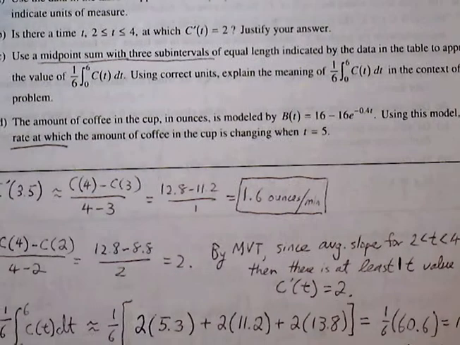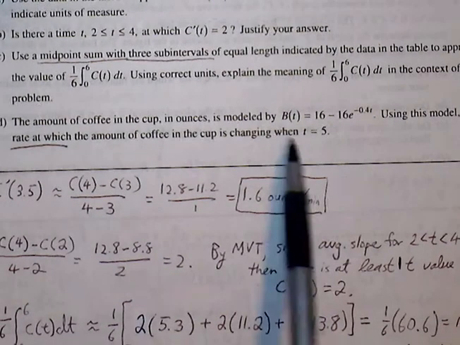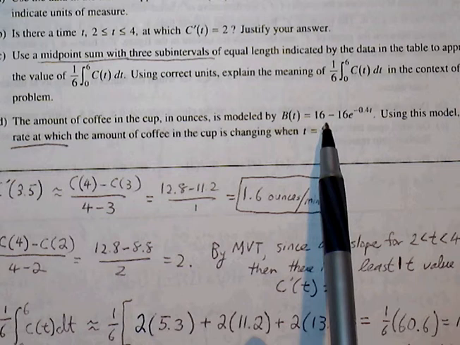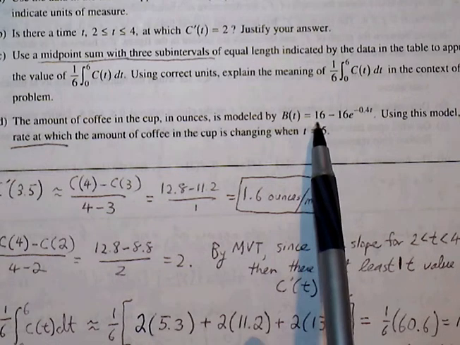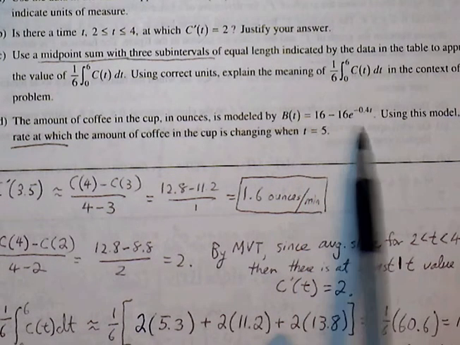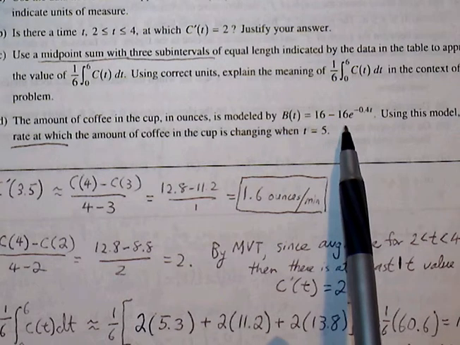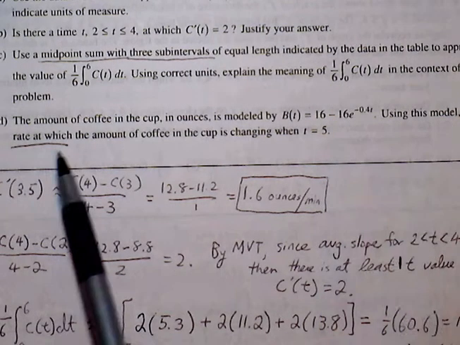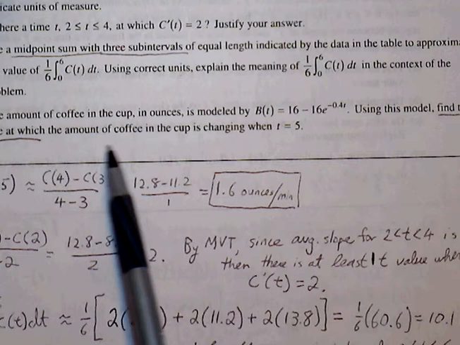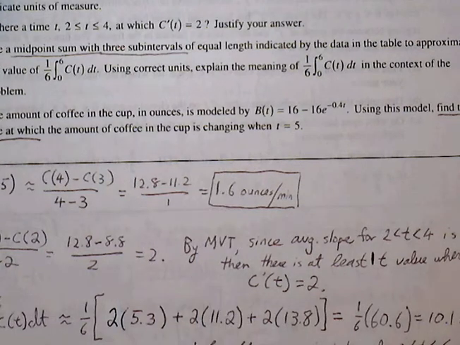The amount of coffee in the cup is modeled by B of t. So now we have a formula that gives us the exact amount of coffee at a given time. Using this model, find the rate at which the amount of coffee in the cup is changing when t is equal to 5.